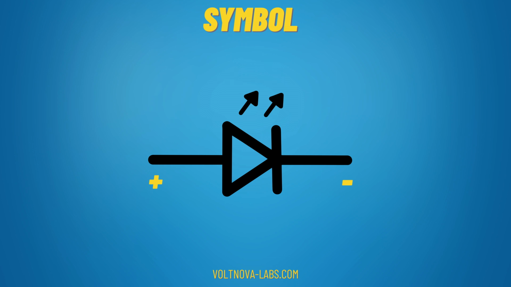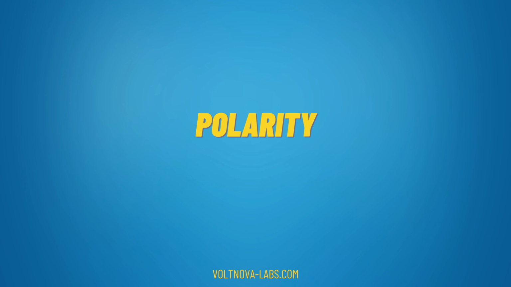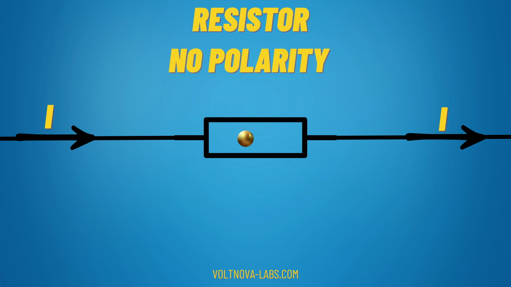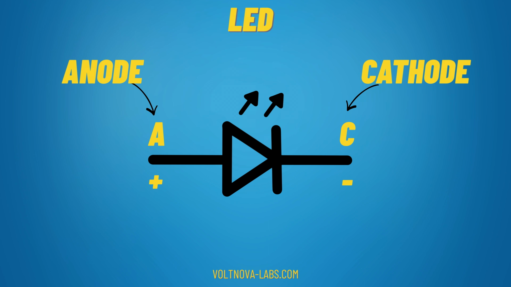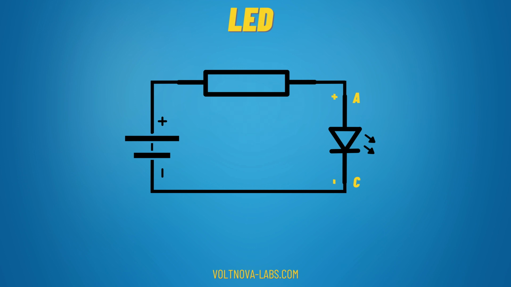This is what the symbol looks like, and you can see that it's a component with polarity. Here we introduce a new term, polarity. I haven't used it before because resistors don't have polarity. Whether you solder them in one direction or the other, they will still work properly. An LED is built from 2 electrodes called the cathode and anode. The anode is positive and the cathode is negative. That's why an LED has polarity and you need to connect it properly to the circuit according to its markings.